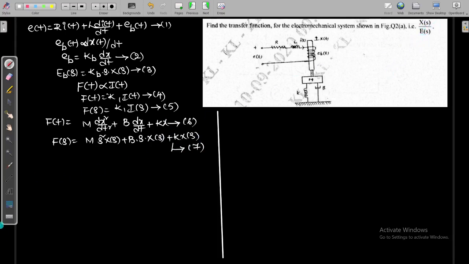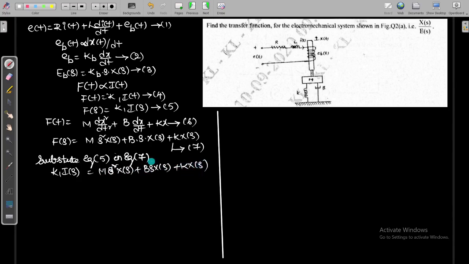So F(s) is not necessary here. What is the equation we got for F(s)? F(s) will be k1 into I(s). So what you have to do is substitute equation 5 in equation 7. Then we get k1 into I(s) equals m s squared X(s) plus b s X(s) plus k X(s). So this is the equation we got.